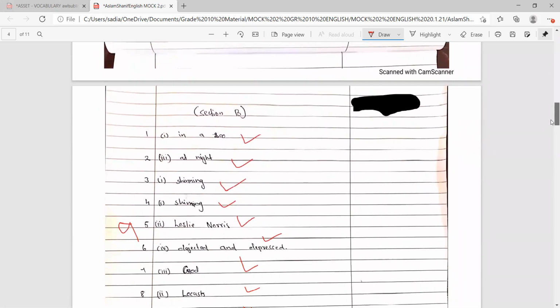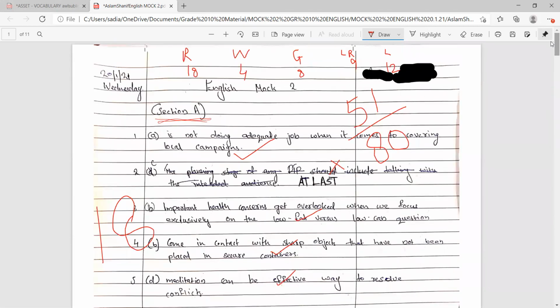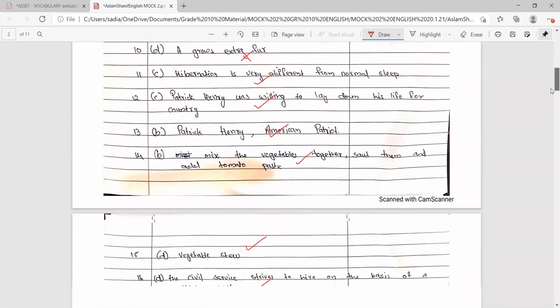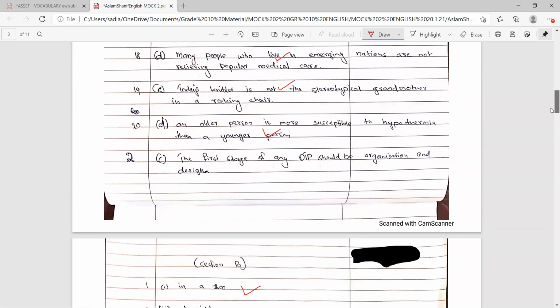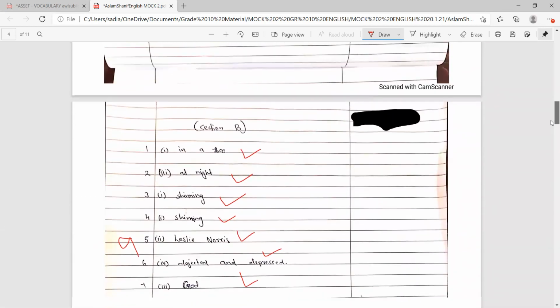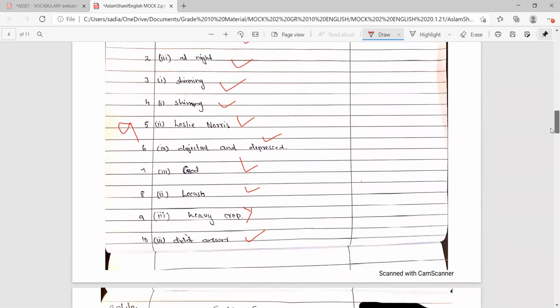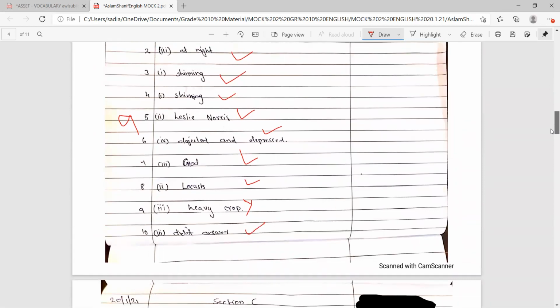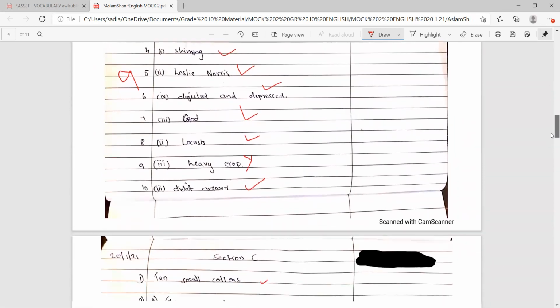In literature, the reading score is here on the top, 9 scores. Unseen reading is 18, writing is 4, grammar is 8, literature reading is 9, and literature is 12. Let us go to the second part, that is literature reading. In literature reading, there's only one occasional mistake. The right answer was no con.